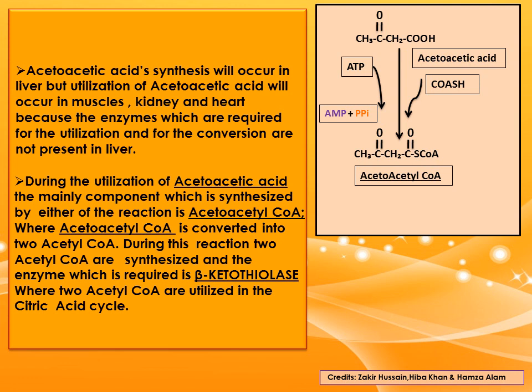As I said, the acetoacetic acid synthesis is occurring where? In the liver, but utilization will occur in the kidney, muscle, and heart. Why? Because the enzymes which are required for the utilization and for the conversion are not present in the liver.